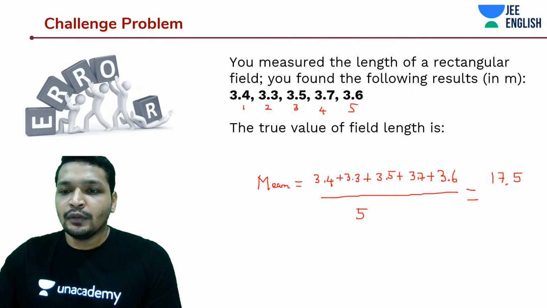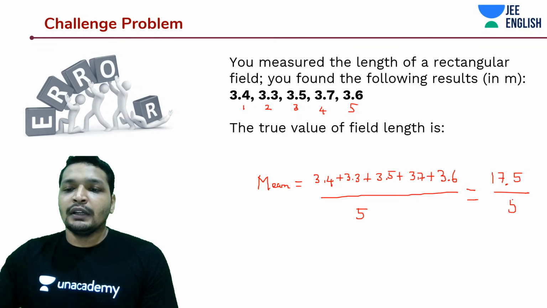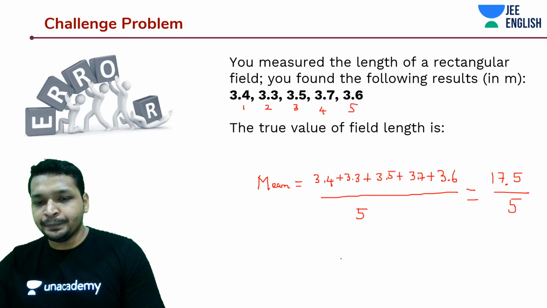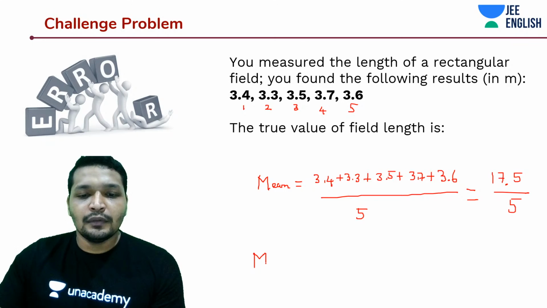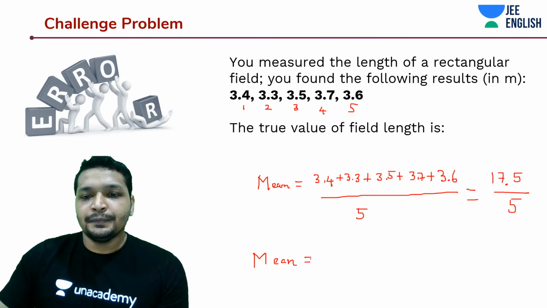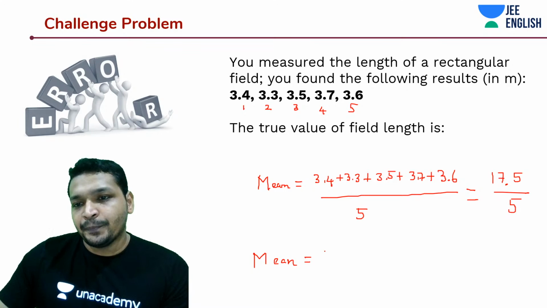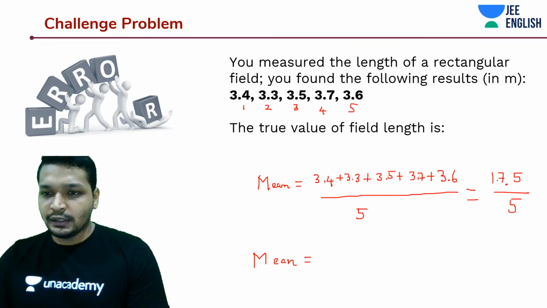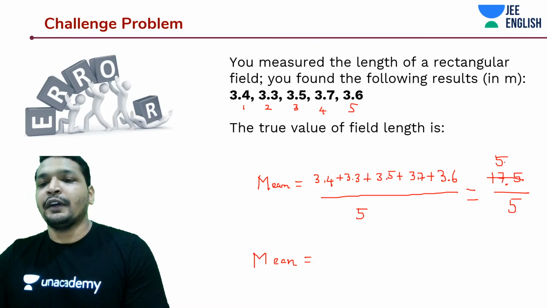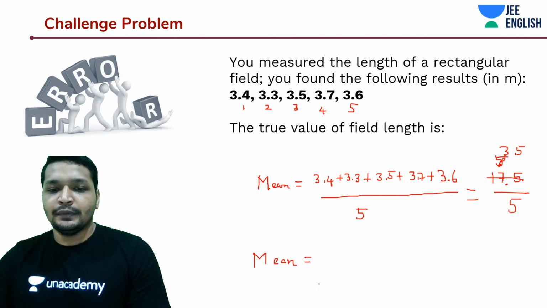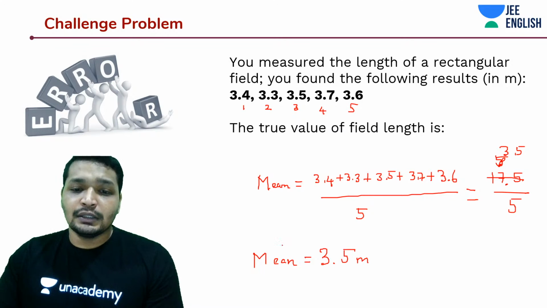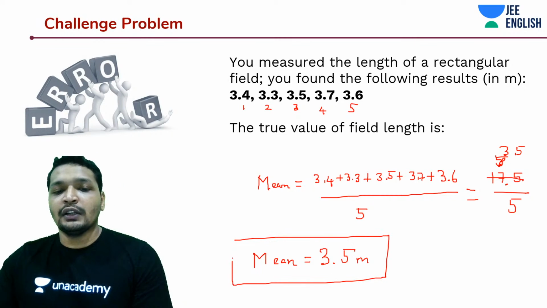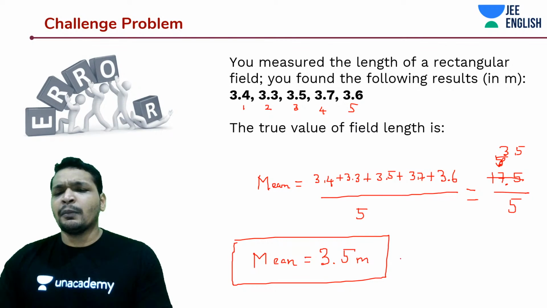What should it be? Okay, divided by 5. What should it be? The mean is 3.5, right? No, not 3.5, I guess. It's 3.5.25, right? That should be 3.5 meters. So this is your mean value. This is going to be your actual value. Your field must be near about 3.5 meters.